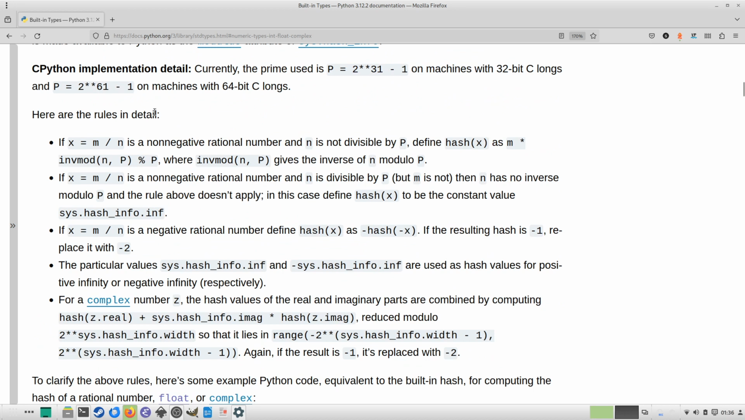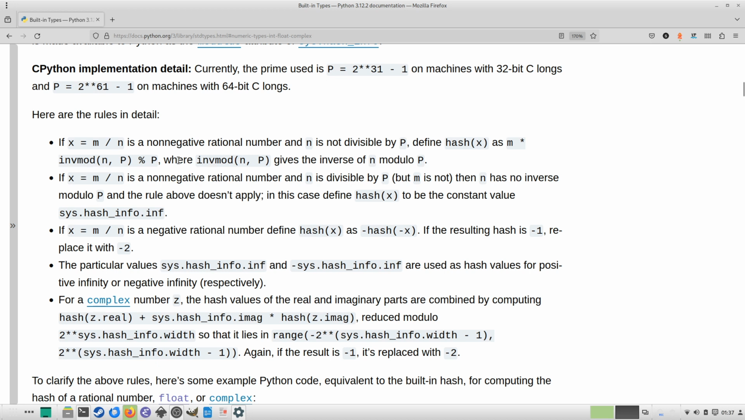So the rules are given in detail here. How hash is computed: if x equals m/n is a non-negative rational number and n is not divisible by P, then define hash(x) as m times inverse_mod(n, P) modulo P, where inverse_mod(n, P) gives the inverse of n modulo P. I'm not doing the math here for you, at least not in programming videos, but all right, I'll do it.